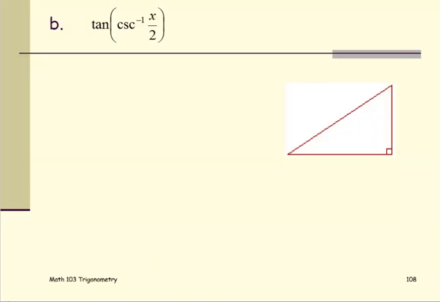In this example, we're going to write the expression as an equivalent expression in x only: the tangent of the inverse cosecant of x over 2. The inverse cosecant of x over 2 is an angle, so we name it as an angle theta. The main problem, the tangent of the inverse cosecant of x over 2, becomes the tangent of an angle theta.